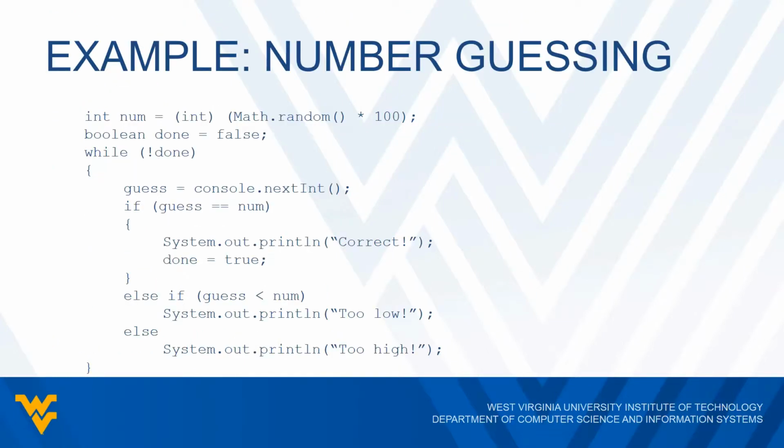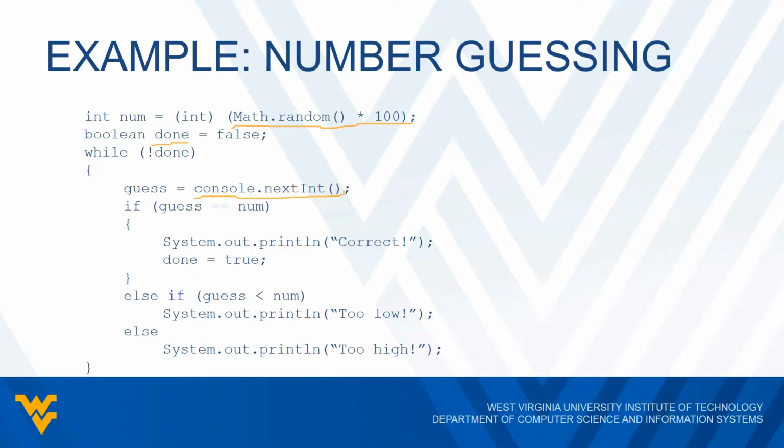Here is a more complex example of using a flag. What we're trying to do is build a number guessing game where the first line generates a random number between 0 and 100. That's what the Math.random method does. It technically gives 0.0 to 1.0, but we can multiply it by 100 to give us a random number between 0 and 100. Our flag in this case is done, which is initially false. So while we're not done, we're going to have the user enter a guess. That's what the console nextInt line does right here.